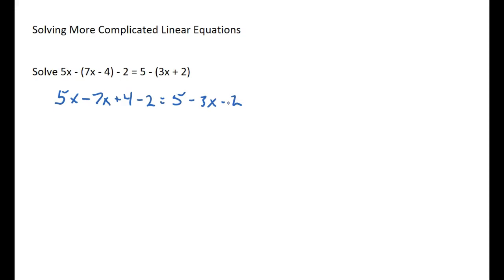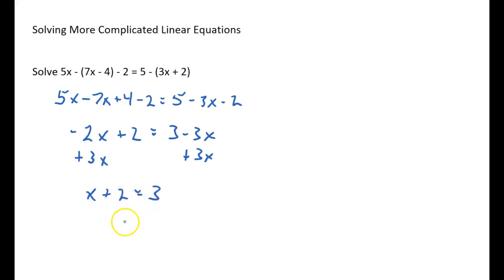Now let's combine all the x's that we can. So this is negative 2x, and 4 minus 2 is 2. 5 minus 2 is 3. And let's get all the x's on the left. So I'm going to add 3x to both sides. And that gives me 1x plus 2 equals 3. We're almost there. We're going to subtract 2 from both sides. So x equals 1.